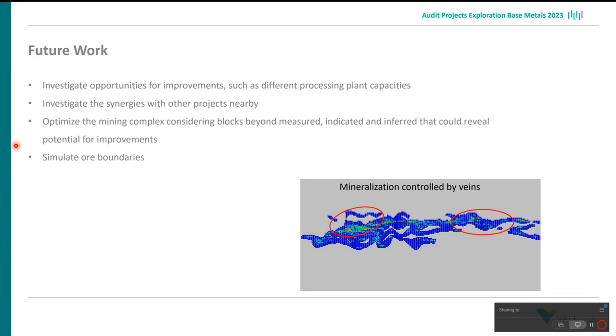And one thing that we are also interested in is simulating the ore boundaries, because the mineralization seems to be highly controlled by these channels, as well as considering other elements, because the processing plant is also dependent on iron contents and so forth as well.